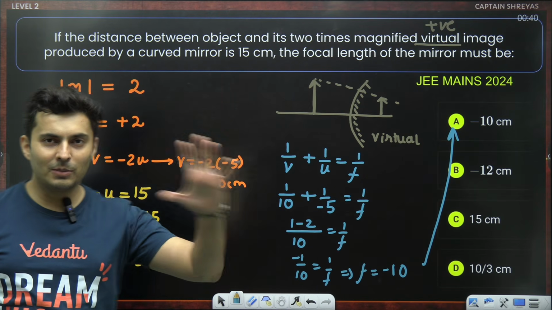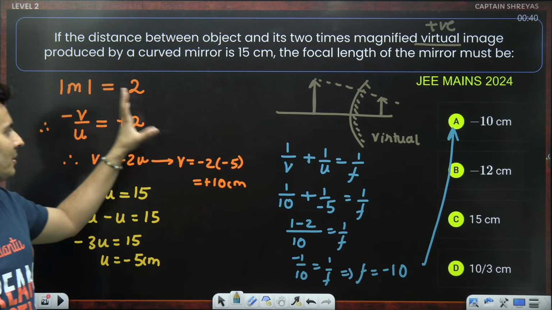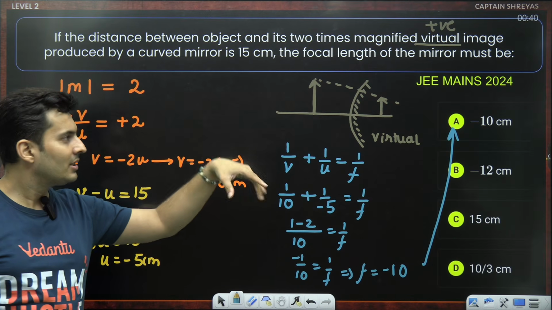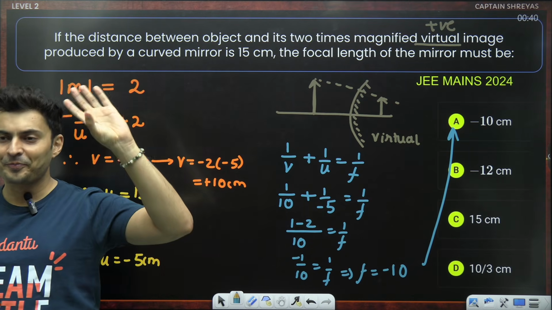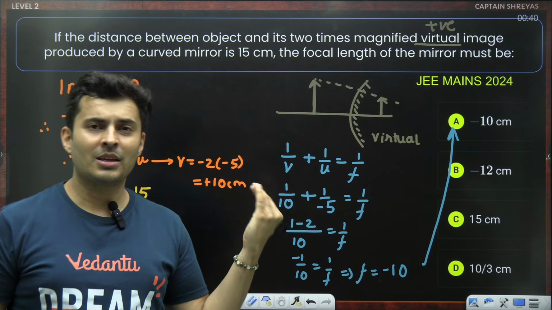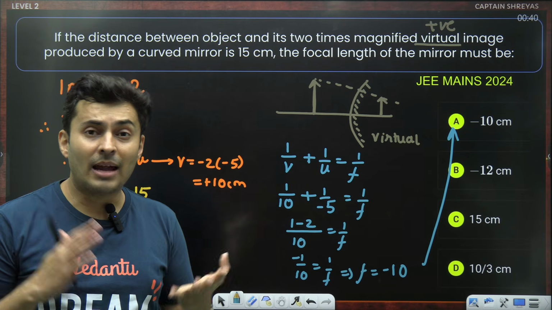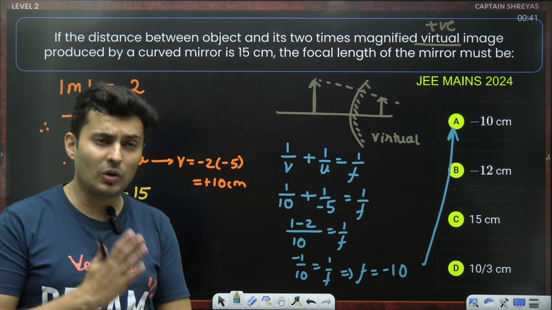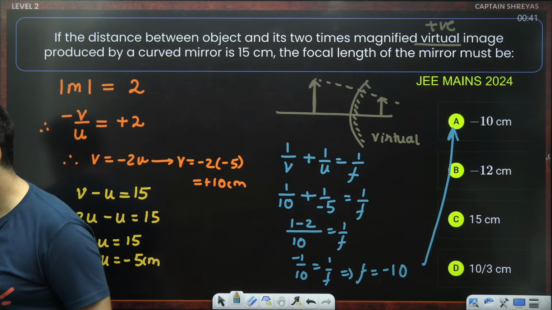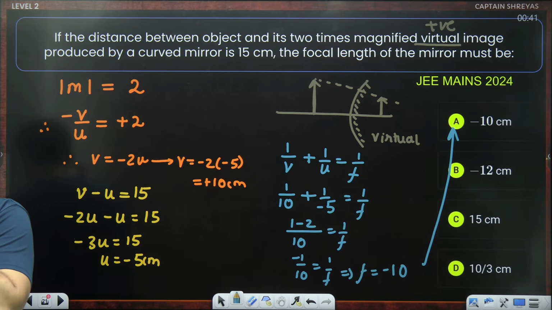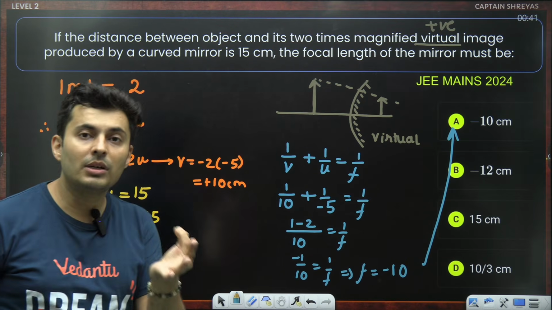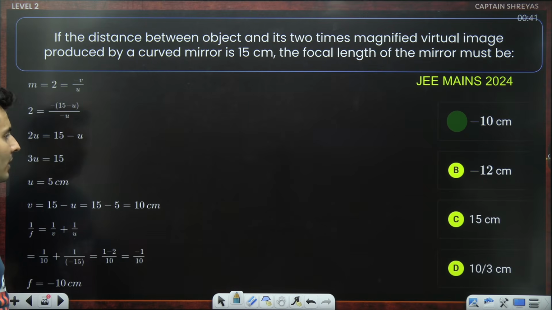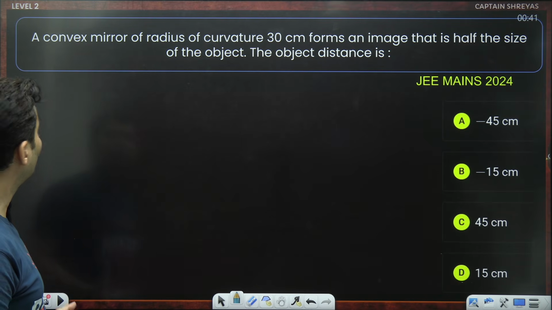So you just need to be careful with the signs, the positive and negative. You should know, if it is a virtual image or erect image or diminished image or a real image, what happens to the sign of either object distance or magnification. That's all. If you are aware of how the images work and if you have been practicing ray tracing, it becomes easy. This is done. Moving to the next one.